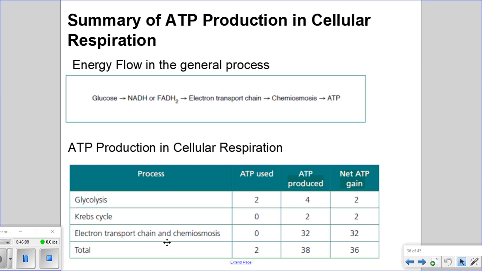And then in the electron transport chain and through chemiosmosis, this is where we generate the majority of our ATPs. We'll generate about 32 ATPs, which will give us a total net gain of 36 ATPs. In total, a glucose molecule will produce about 38 ATPs, but because we've used 2 to start the whole process, we get a net gain of 36 ATPs. That's not a bad return on investment, as we invested 2 ATPs and got 38 out of it for a net gain of 36.